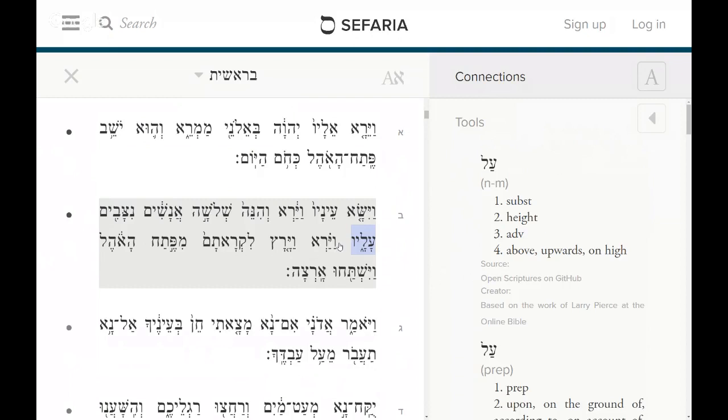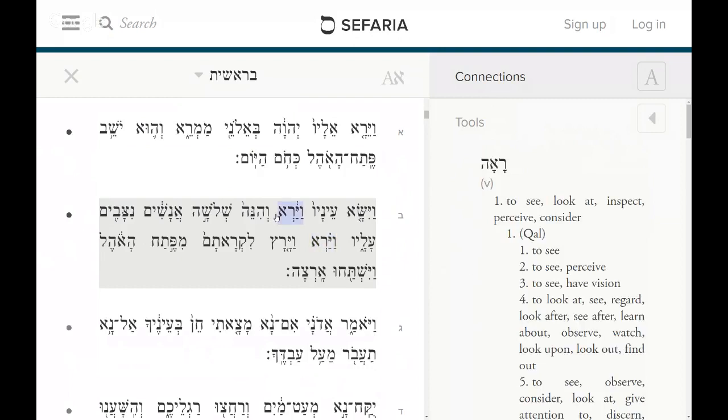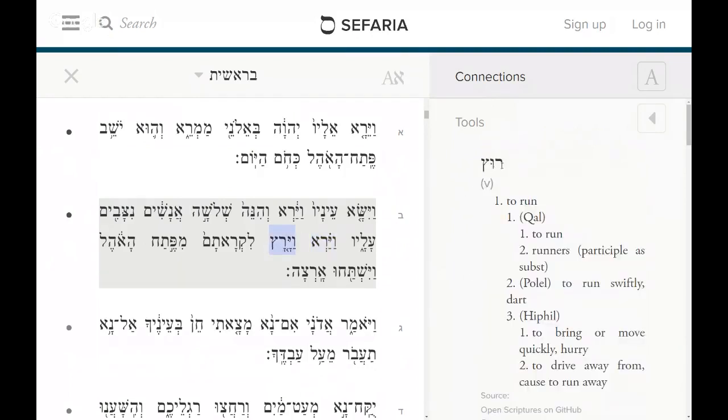Vayarotz likratam. So he saw, the same as we said. So this is actually a key phrase in what goes on with Abraham a lot. A lot of seeing happens with Abraham. So he saw them, I suppose. Vayarotz. So the root is resh-vav-tzadi, which means to run.